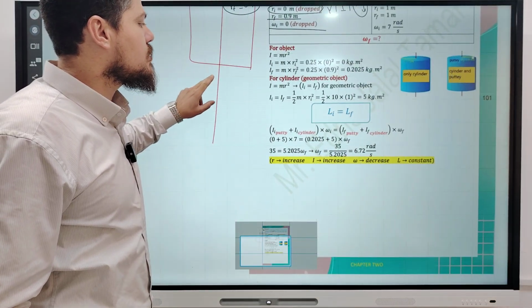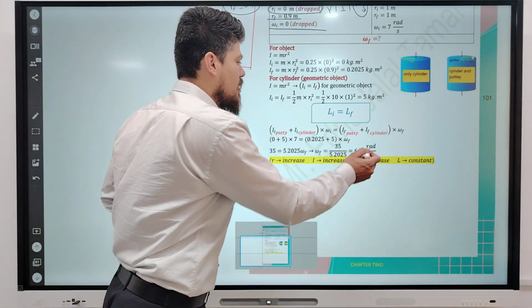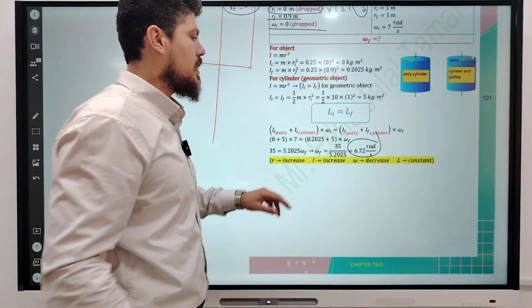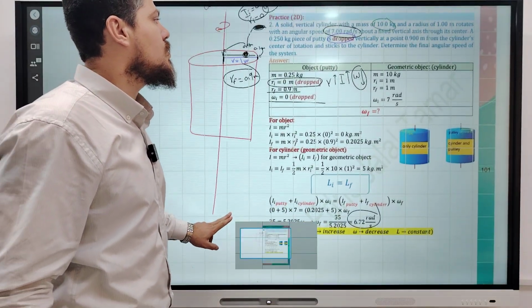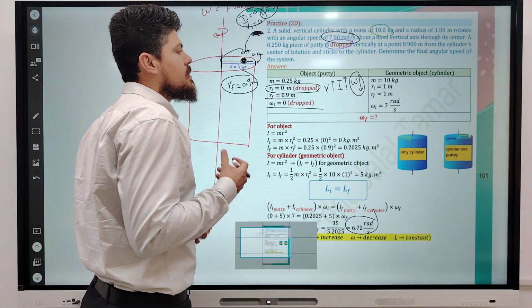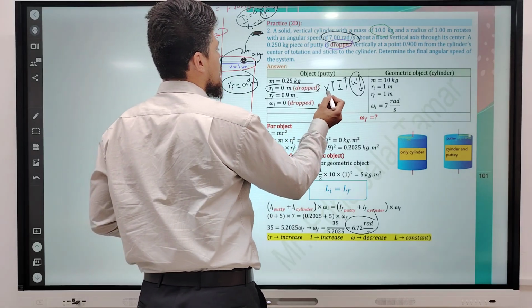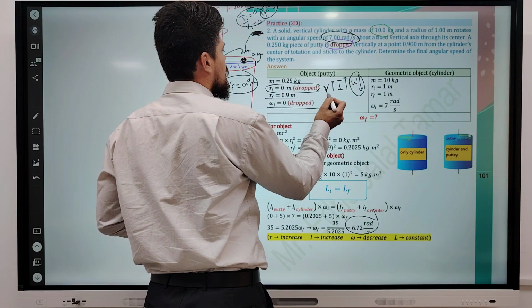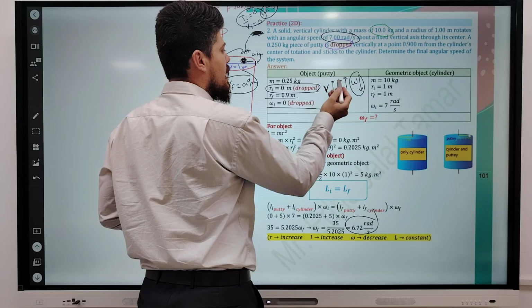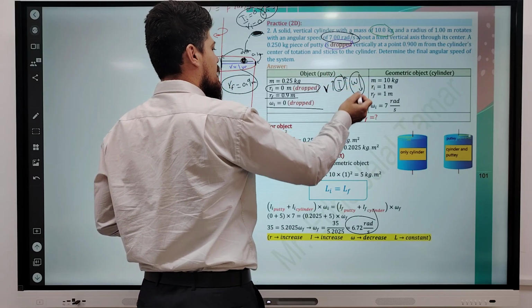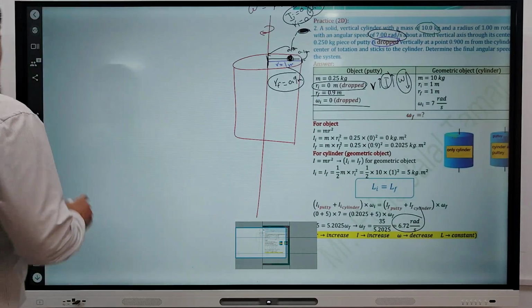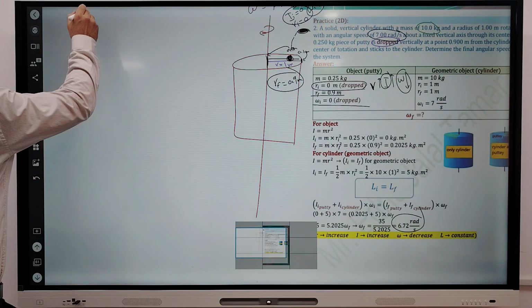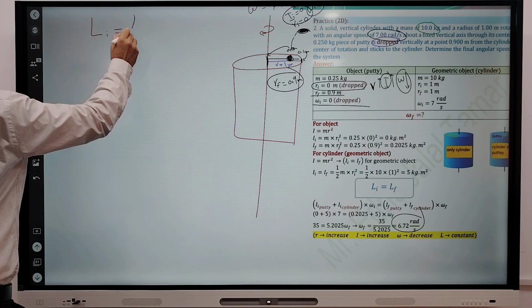Why? Because the angular momentum is conserved, and the final angular speed is less than 7, equal to 6.72. How did you know the final angular speed must be less than 7? Because the distance from the axis of rotation increases from 0 to 0.9, the moment of inertia increases, but the angular speed must decrease. Okay, now write down the equation of the conservation of angular momentum.